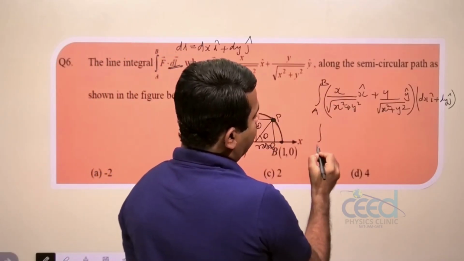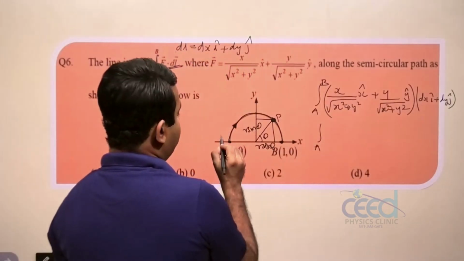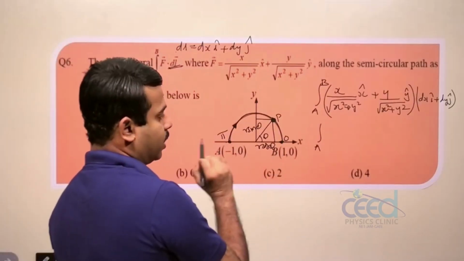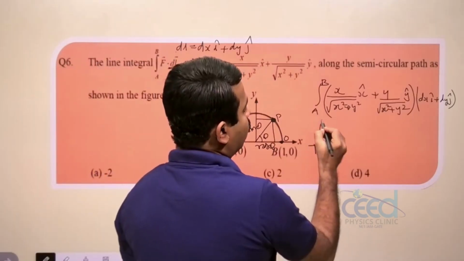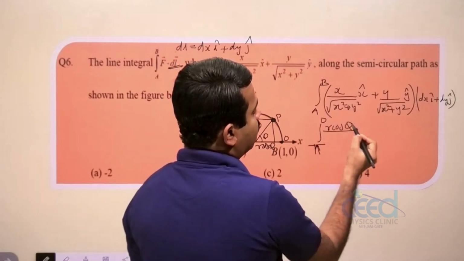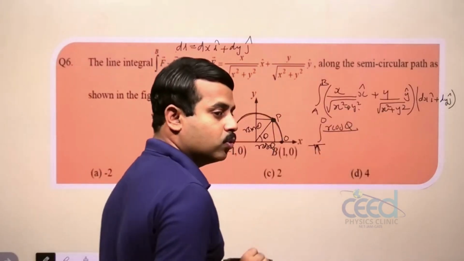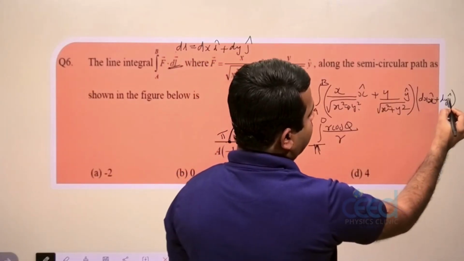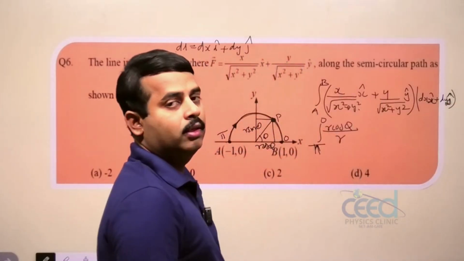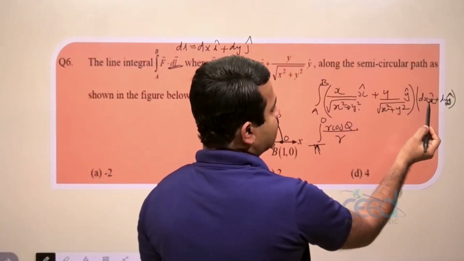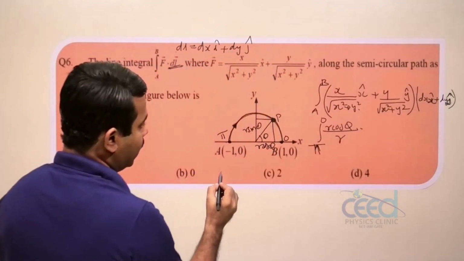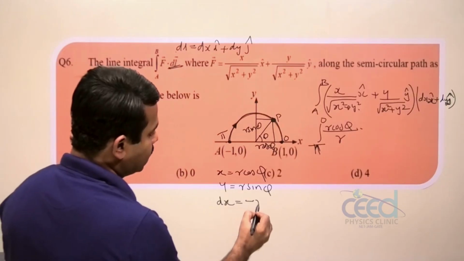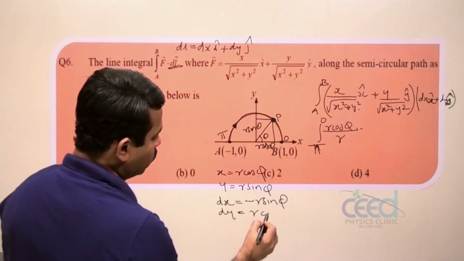If I substitute here, integral a to b, then the limit varies from pi to 0, half circle, here pi, here 0. x is equal to r cos theta, so we have r cos theta whole square plus r sin theta whole square, sin square theta plus cos square theta is 1, and r comes out. Here I am giving dx x cap and dy y cap, because we already chose the unit vectors as x cap and y cap. So dx x cap dot x cap gives dx. Since x is r cos theta and y is r sin theta, dx is equal to minus r sin theta, and dy is equal to r cos theta.